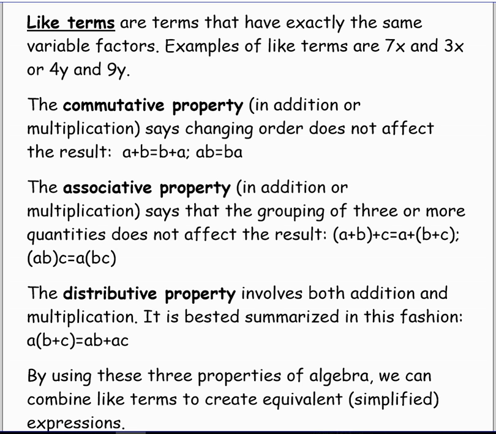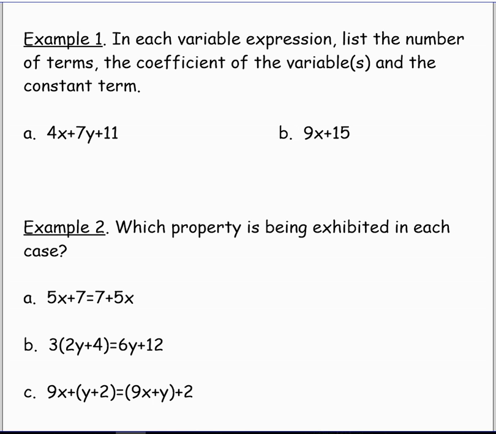And then the property that involves both addition and multiplication at the same time is best summarized in this fashion. If we have A times the sum of B plus C, it's the same as multiplying A times B and adding it to A times C. By using these three properties of algebra, we can combine like terms to create equivalent and simplified expressions. So let's look at some examples.